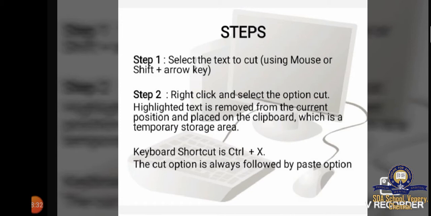Again I repeat, right click and select the option cut. Now the highlighted text is removed from the current position and placed on the clipboard, which is a temporary storage area. So you cut that particular portion in the document which you want, and then you are going to paste it in a different folder. Now we will get into the paste option.